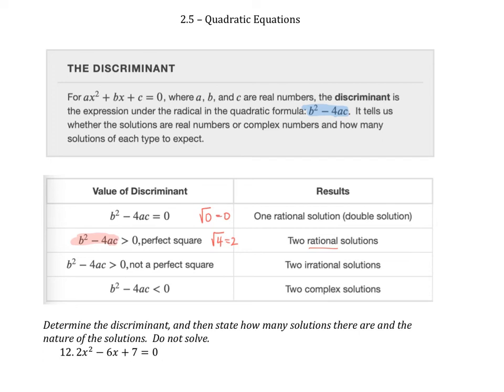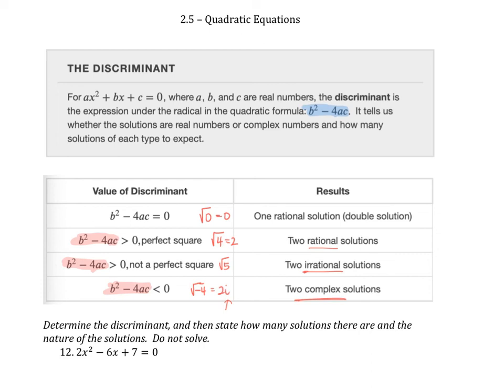The next one is if what's under the radical is greater than 0, so still positive, but it's not a perfect square. So this might be the square root of 5. You can't just take the square root of that, right? So that is going to be 2 irrational solutions, and it's irrational because it's not a perfect square. And then the last one is if what's under the radical is less than 0, so that means it's negative. So let's say -4. That means it's a 2i, because you'll have an i, and that's where you get 2 complex solutions.